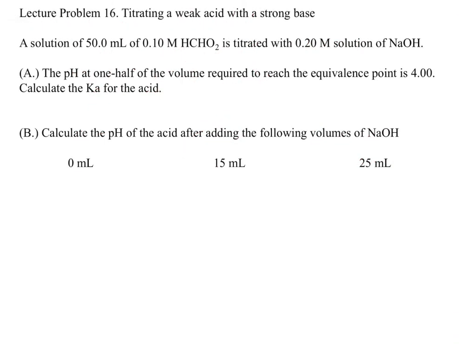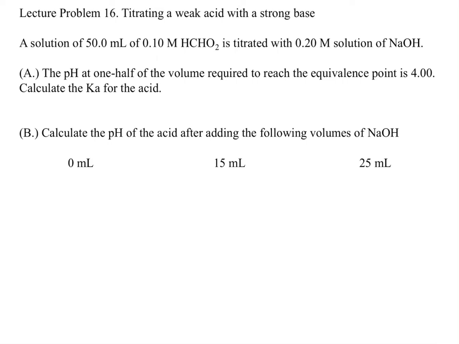Okay, so here we go. So we have 50 mils of a 0.1 molar HCHO2 solution that is titrated with 0.2 molar NaOH. So this is a classic weak acid strong base setup. Now it says the pH at 1/2 of the volume required to reach the equivalence point is 4.00.